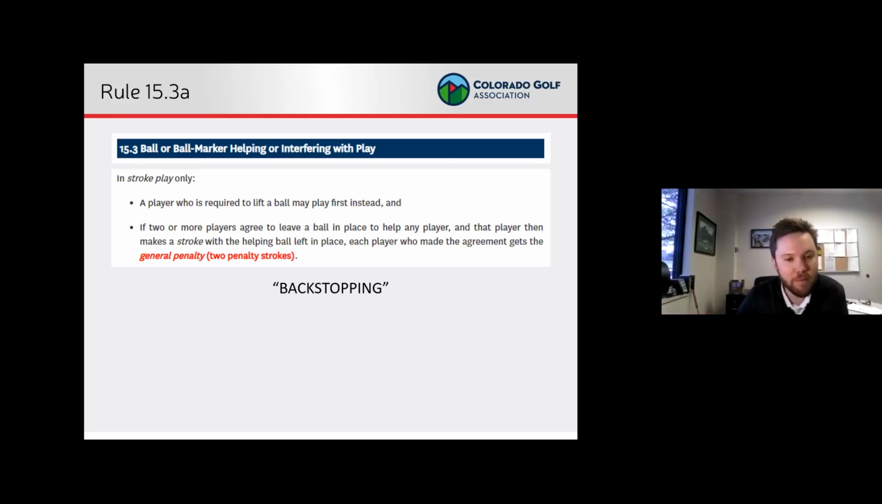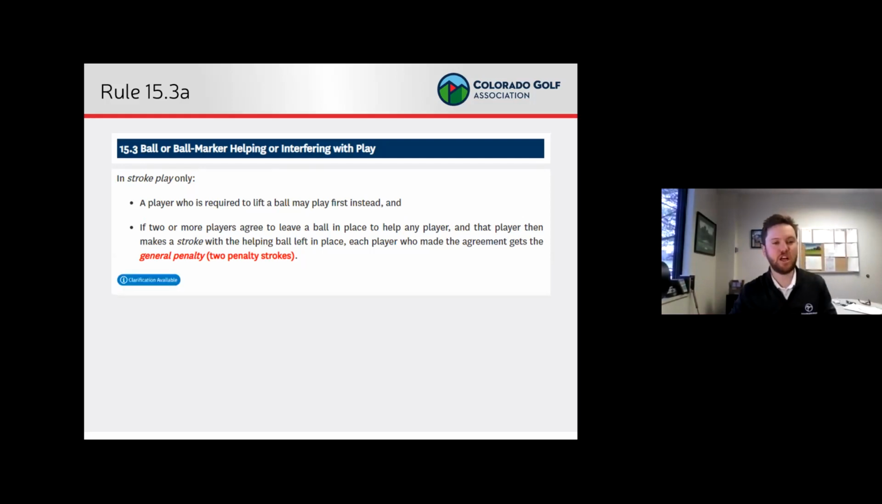So again, it's all about if the stroke was made. It doesn't matter if the ball hit anything or not, necessarily. It matters that we agreed to leave a ball to backstop. And this is online. You don't see this in your actual book, obviously. But it says clarification available. And this was added. And let's look at that real quick.